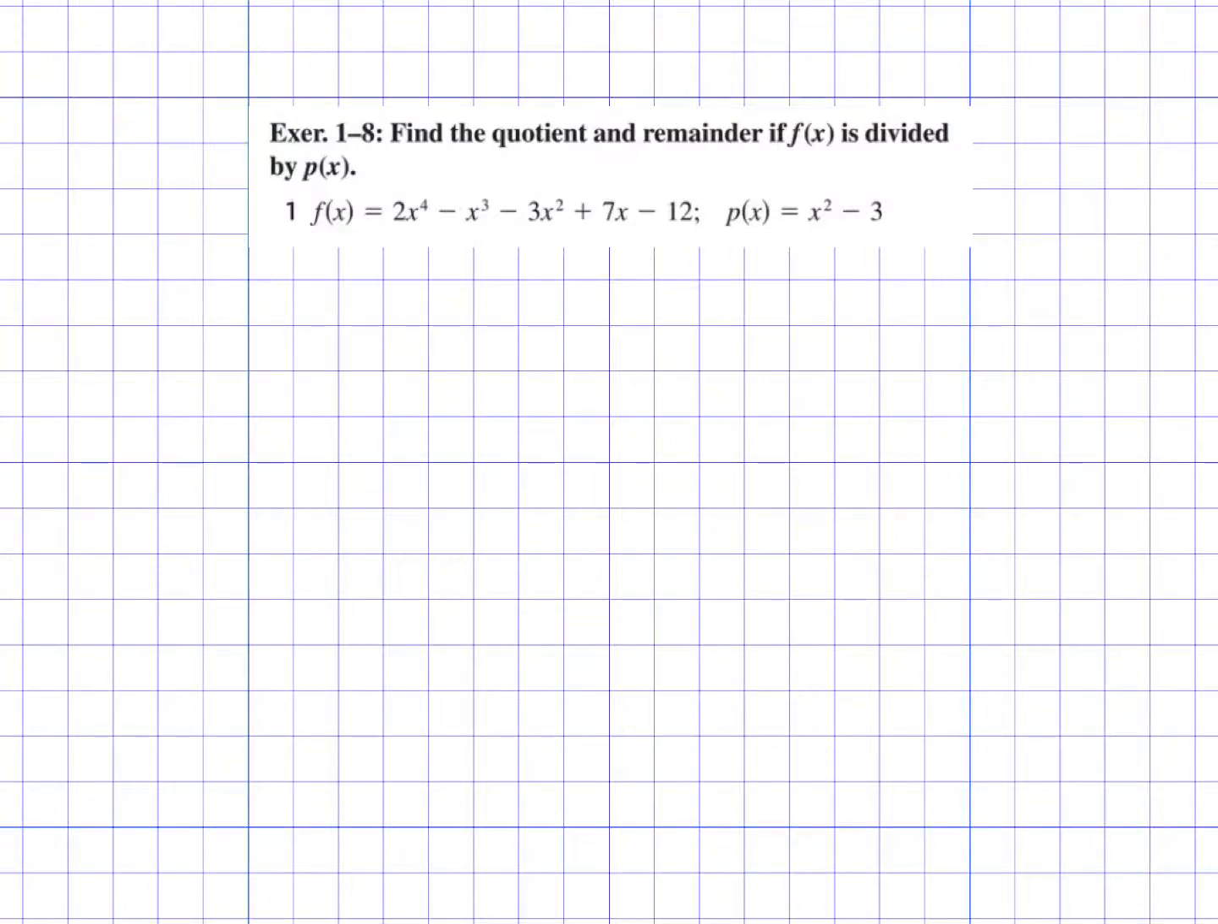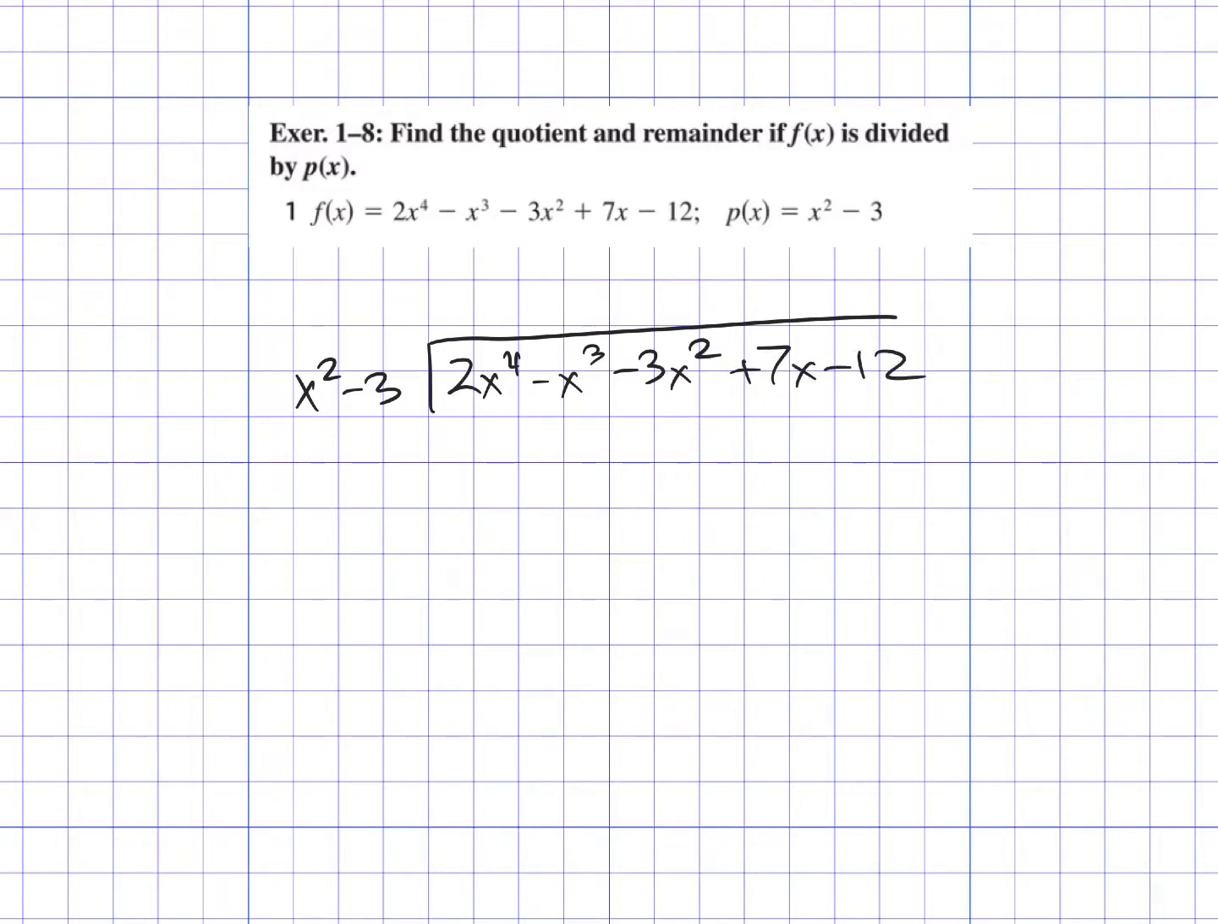Okay, division. Find the quotient and the remainder. So we're dividing by x squared minus 3, and we have 2x to the fourth minus x cubed minus 3x squared plus 7x minus 12. And just to keep everything equal, let's write x squared minus 0x minus 3, or plus 0x. It doesn't really matter here, it's 0.